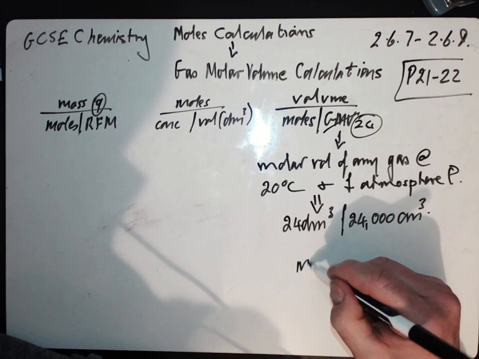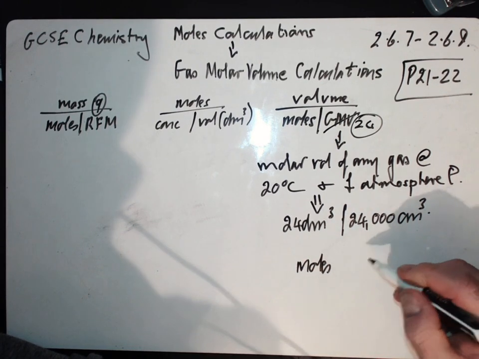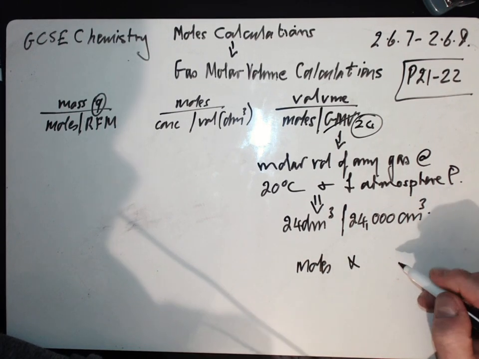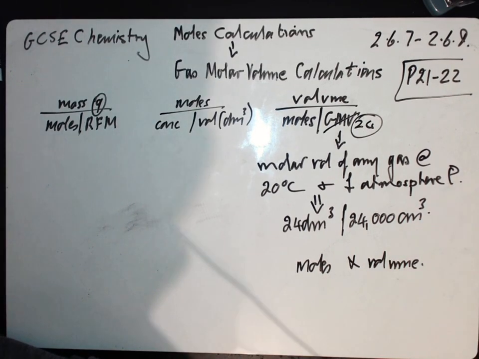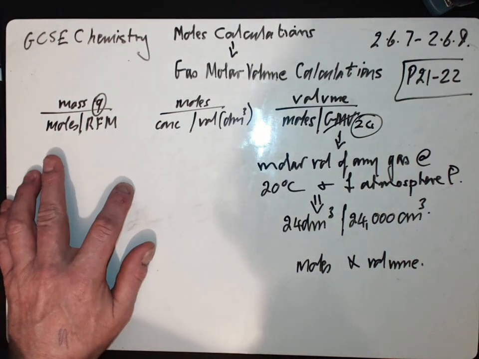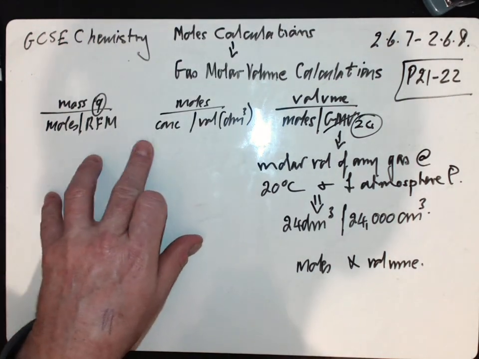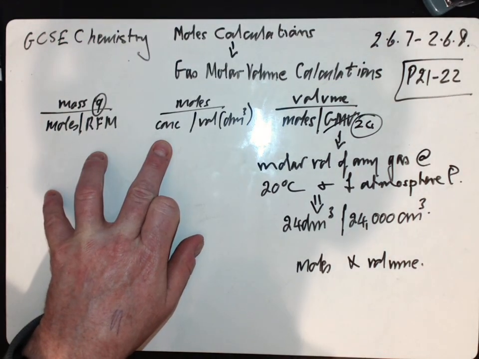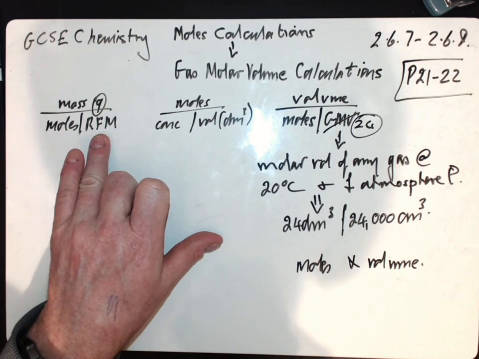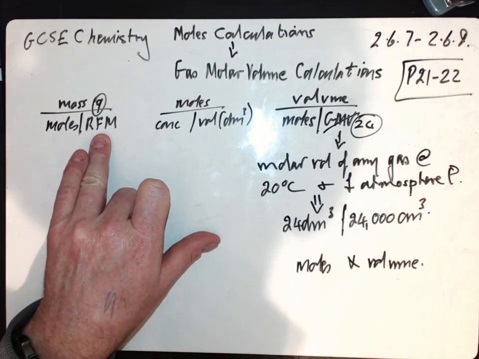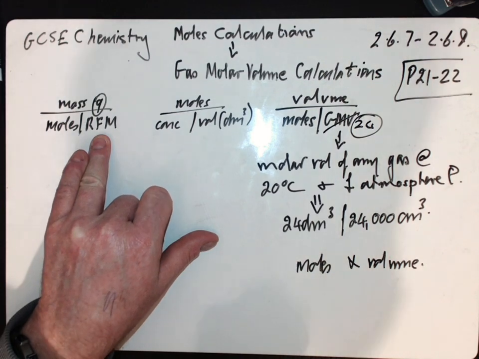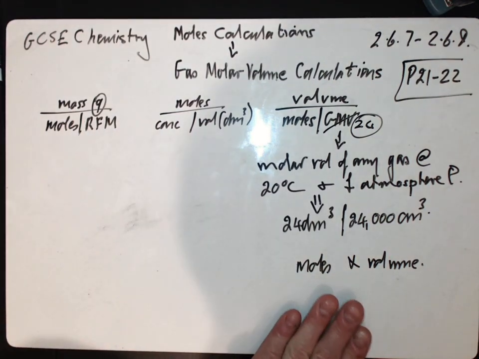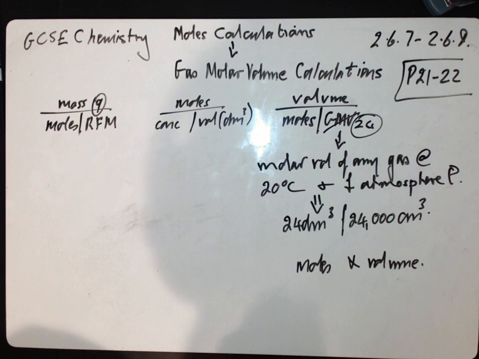we can then say that the number of moles of a gas is directly proportional to the volume. Now we couldn't say that up here because the concentration was variable for our solutions, the volume was variable, and the RFM was always variable for our various different solids that we looked at. So this is why these calculations should tend to be a little bit more straightforward.